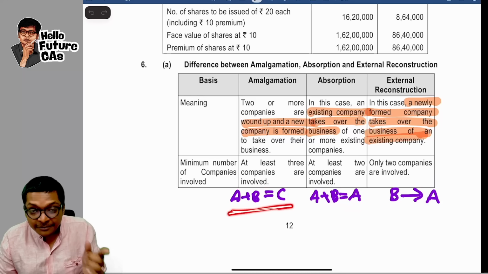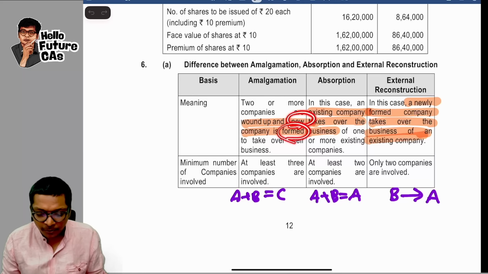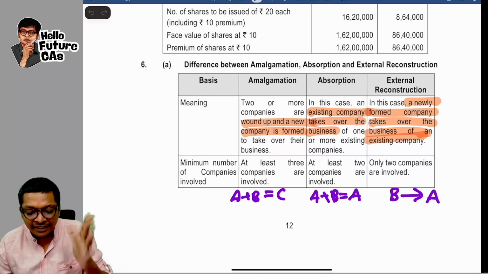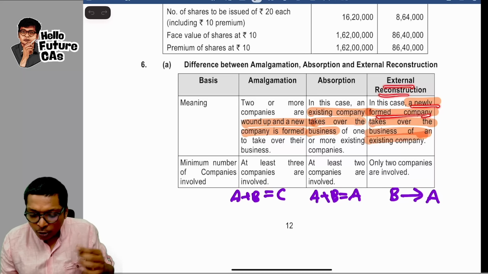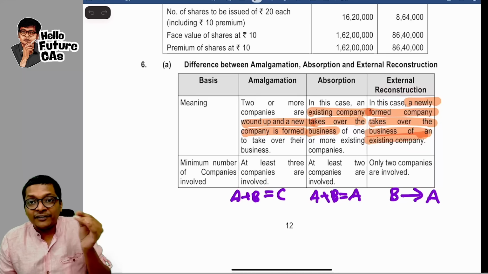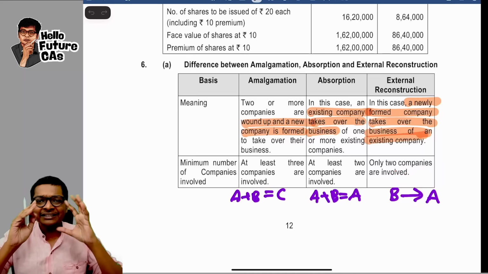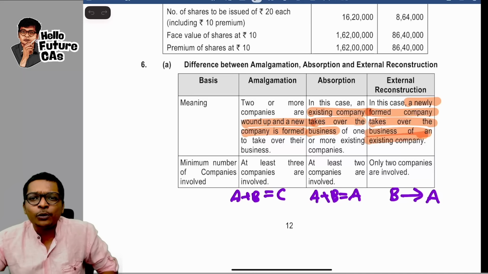So look at this, A plus B becoming C, new company coming. So here they use the words new company is formed. A plus B becoming A means an existing company takes over the business of one or more existing companies. And external reconstruction, a newly formed company takes over the business of an existing company. So new company B is formed to take over A, guys. These alphabets itself give you the explanation. So if you know this example, easily you will understand the difference.